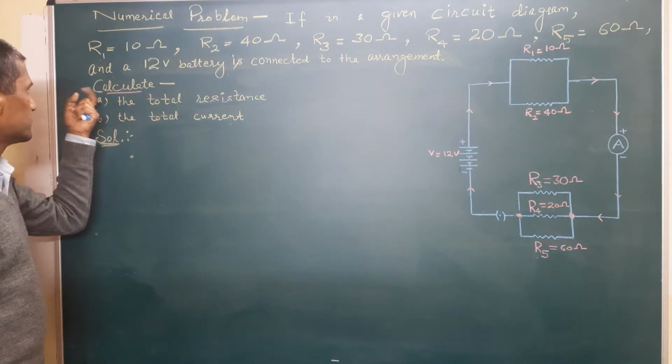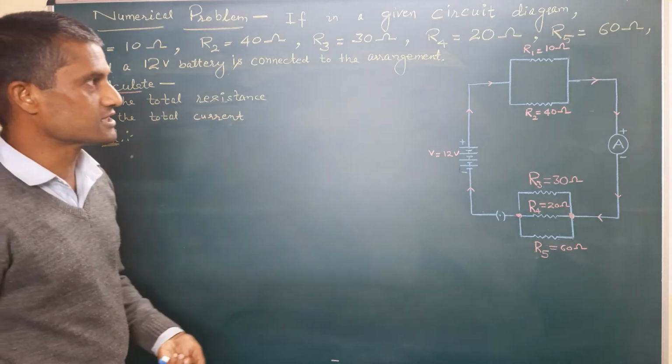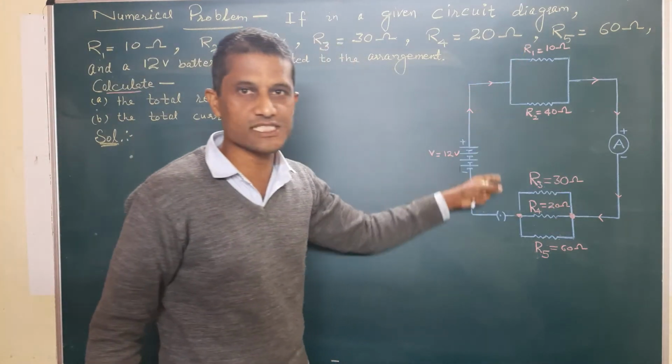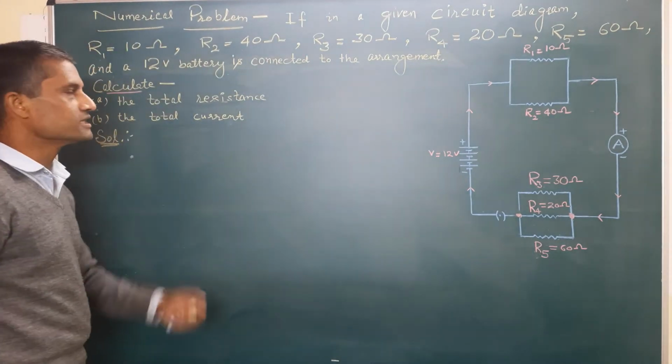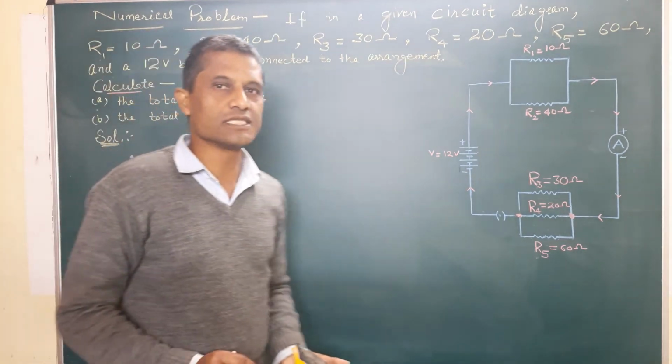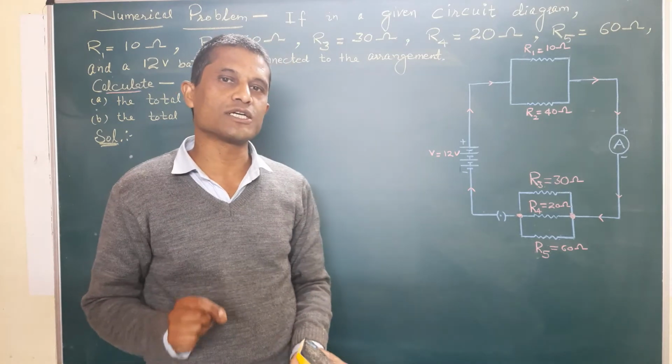Yes, the question is here: calculate the total resistance. What is the resistance in totality of this very circuit? Total resistance. And the third one is the total current. So first things first, we are going to find out the total resistance.